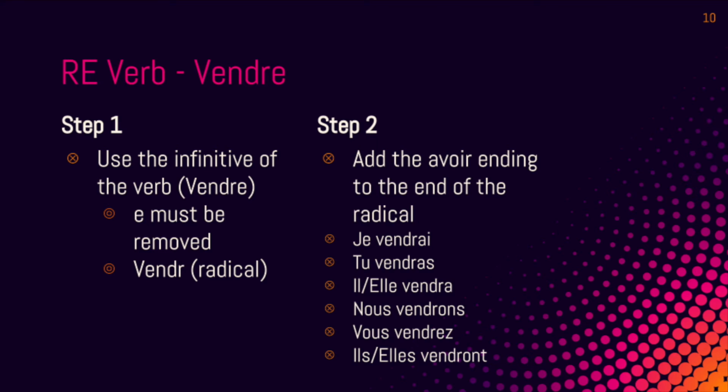The last example is an RE verb, vendre. Step 1 is to use the infinitive of the verb. Now in this case, since vendre ends with the E, it must be removed. So the new radical would be V-E-N-D-R. Step 2 is to add the avoir ending to the end of the radical. So it will be je vendrai, tu vendras, il, elle vendra, nous vendrons, vous vendrez, ils, elles vendront.